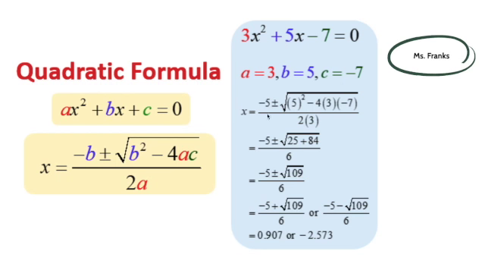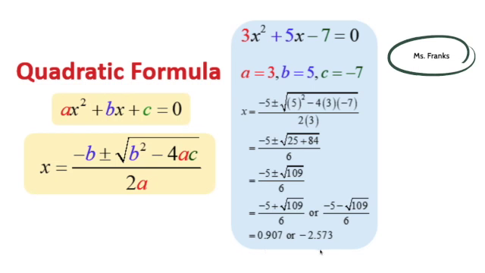After these numbers are inputted into the quadratic formula, the numbers are simplified. 5 to the second power minus 4 times 3 times -7 is simplified to 109. 2 times 3 is simplified to 6. Since our quadratic equations have two roots, one root is calculated with the addition sign and the other root is calculated with the subtraction sign. In this example, our roots are decimals.